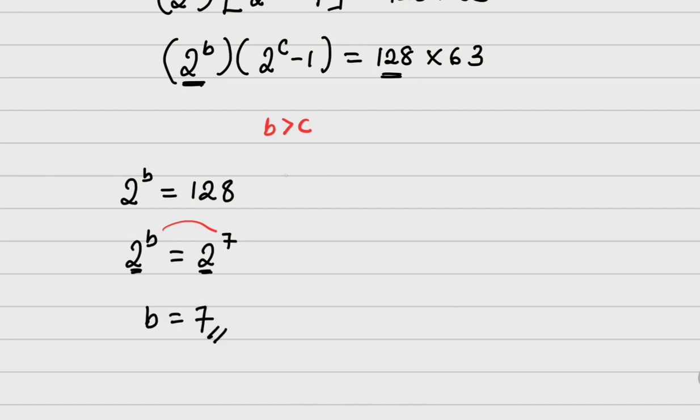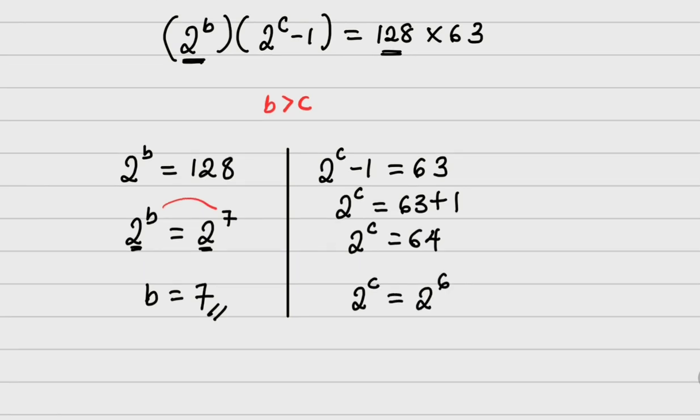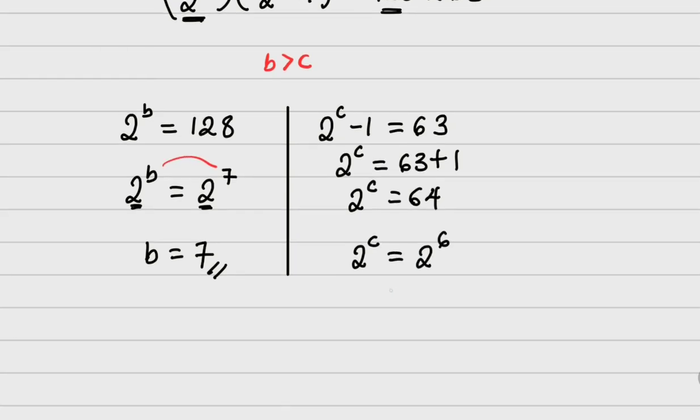So I've gotten b. Then I will now get my c. How do I get my c? 2 raised to power c minus 1 is equals to 63. Then 2 raised to power c will be equals to 63 plus 1. So 2 raised to power c is equals to 64. So 2 raised to power c will be 2 raised to power 6. Okay, the same conclusion. So therefore, in this case, my c is equals to 6.